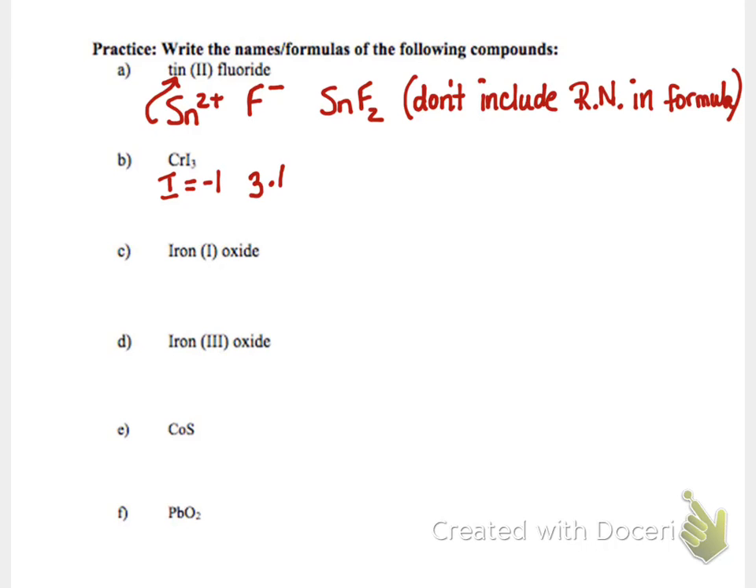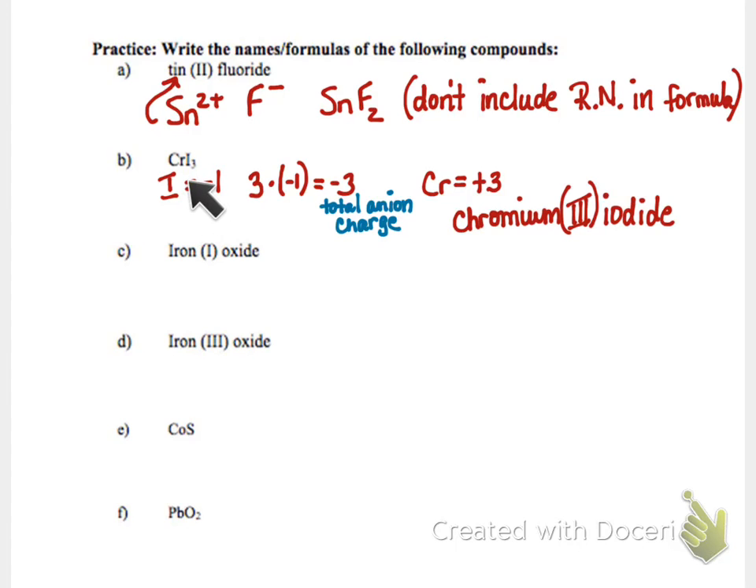For the next one, we're given the formula. We have to figure out the name, so we have to figure out the charge on chromium. We know the charge on iodide is always -1, so we have to use that to figure out chromium's positive charge. Iodide is -1. There are 3 iodides, each with -1, so all of the anions together have a total charge of -3. So the cations have to balance this out to add up to 0. So we know that chromium has to be +3. Therefore it is chromium(III) iodide.